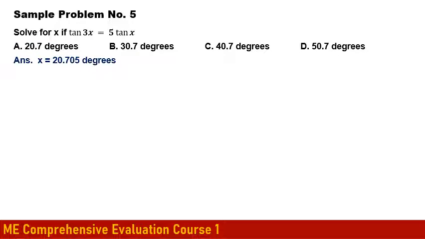Sample problem number 5. Solve for x if tan 3x equals 5 tan x. Say you are taking the board exam and you are given choices. You can actually do reverse engineering for this type of problem. The good thing about trigonometry, especially when dealing with trigonometric identities, is that you don't have to memorize all of those formulas because you can do reverse engineering.